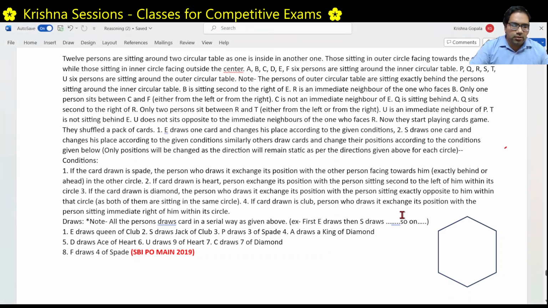Morning, guys. Let us do one beautiful problem from SBI PO Mains. This is a wonderful problem. Here it is given 12 persons are sitting around two circular tables, one inside another. Okay, two circular tables, the one is inside another.